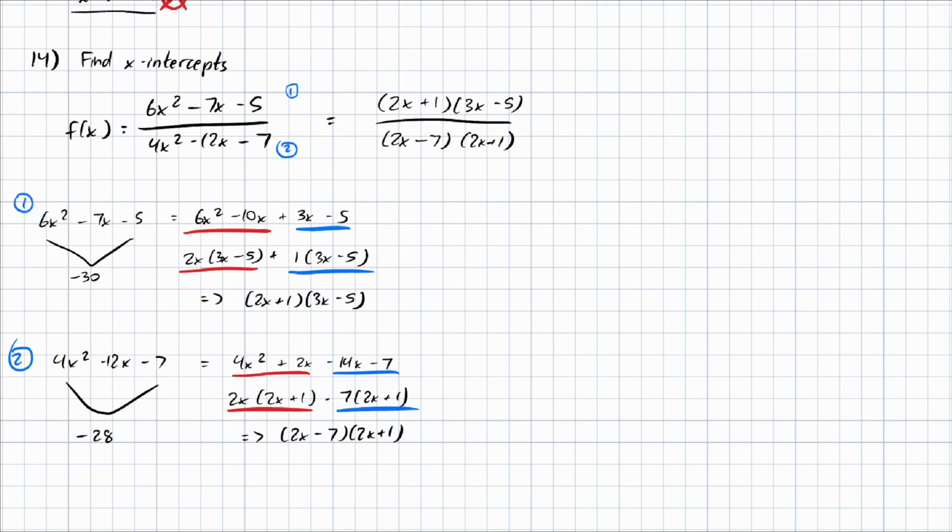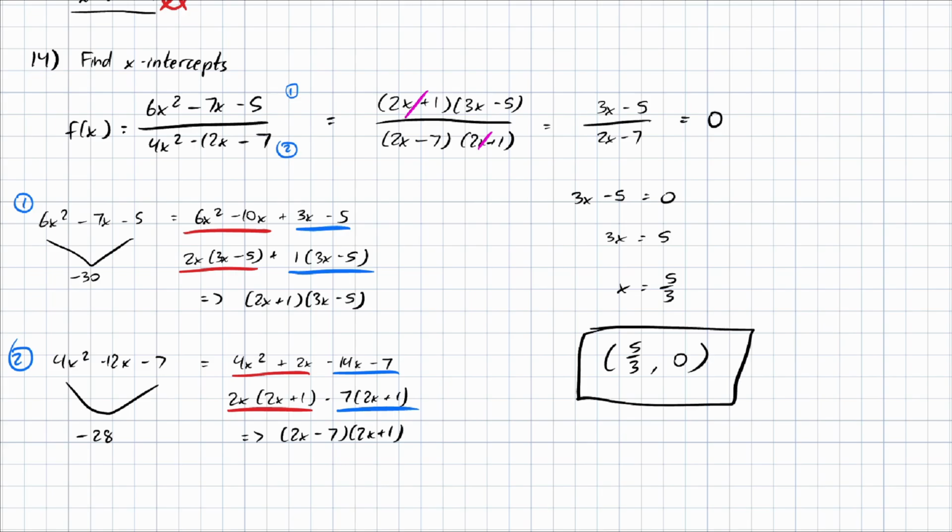We only have x-intercepts here, so I can cancel stuff out because I don't care about asymptotes or holes for that matter. These two cancel. So I get 3x minus 5 over 2x minus 7, and I want where it equals 0. The only way for this fraction to equal 0 is when the numerator is equal to 0. So 3x minus 5 equals 0, 3x equals 5, x equals 5 over 3. So my x-intercept is 5 over 3, comma 0. That is it.